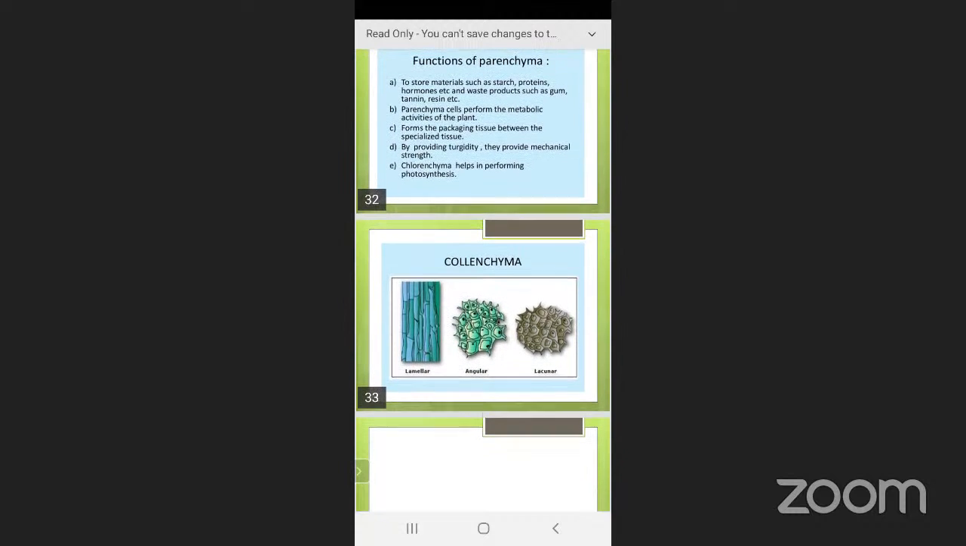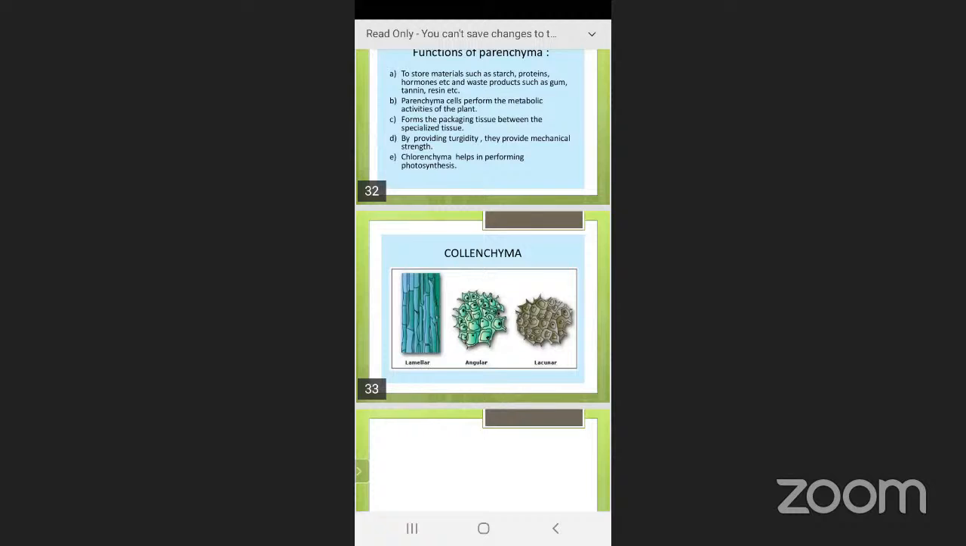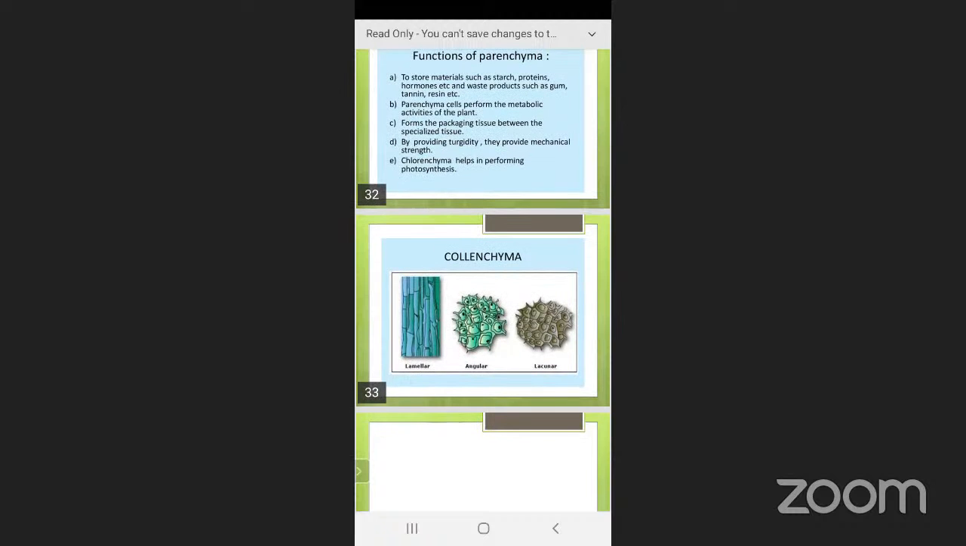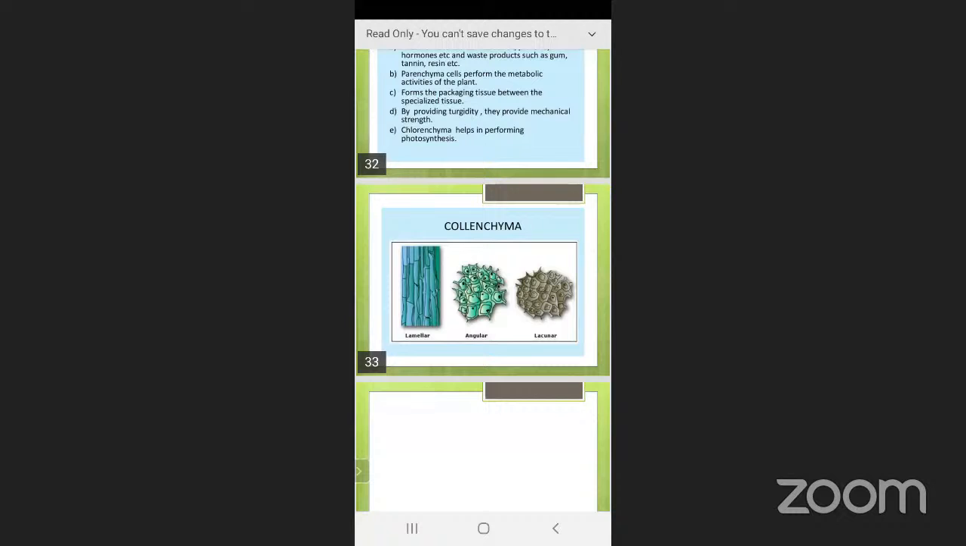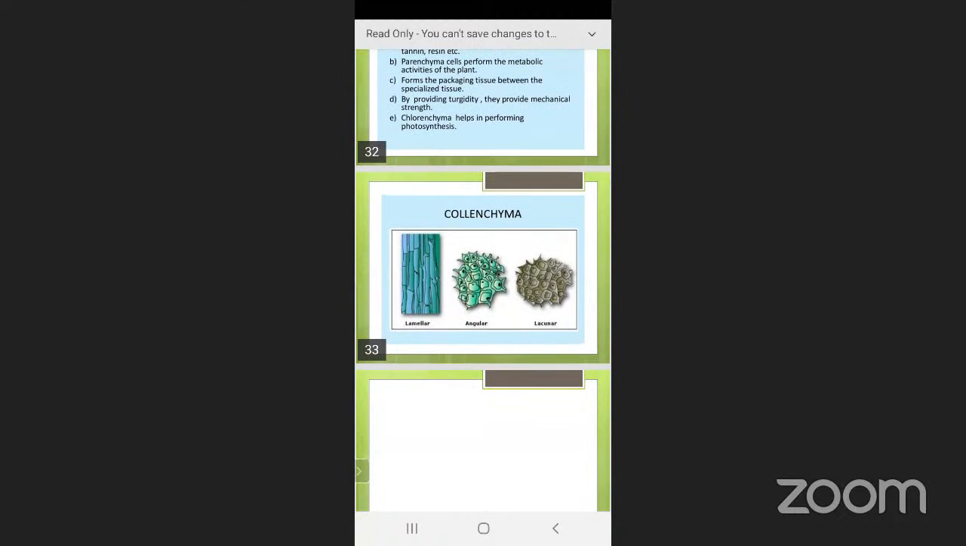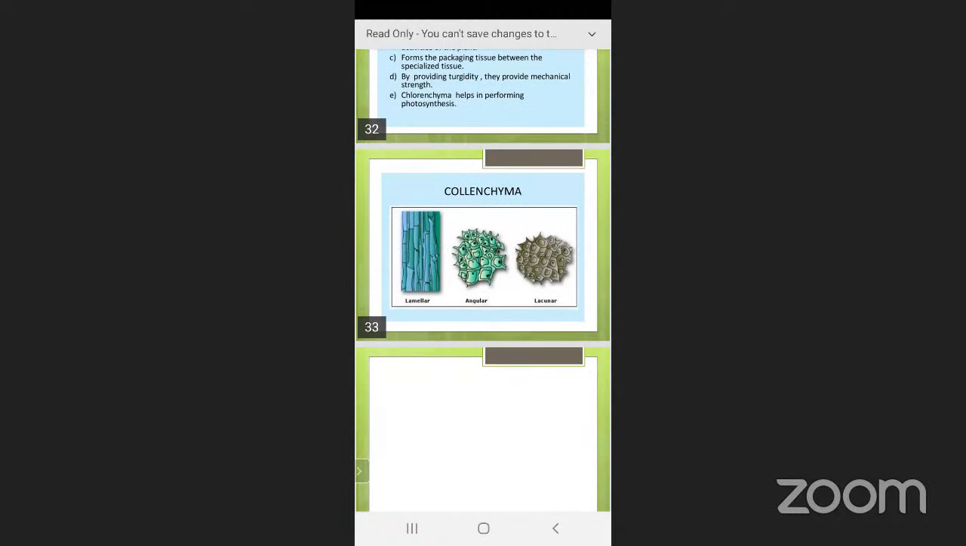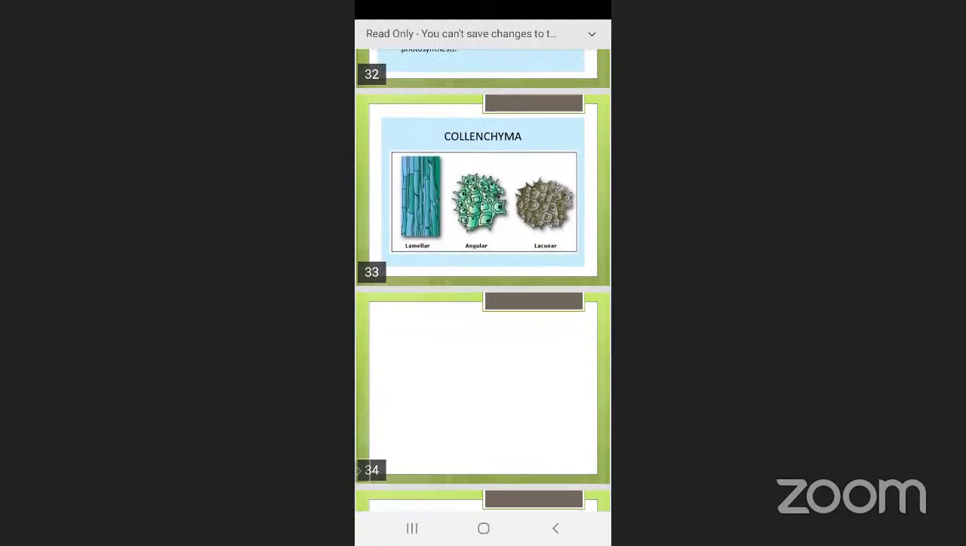Parenchyma cells perform the metabolic activities of the plant and form the packing tissue between the specialized tissue. By providing turgidity, they provide mechanical strength to the stem, the plant. Chlorenchyma helps in performing photosynthesis, as you know. They contain chlorophyll, that's why it helps in performing the photosynthesis process.